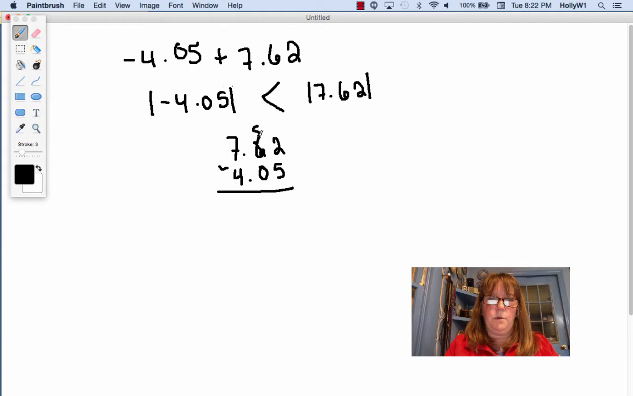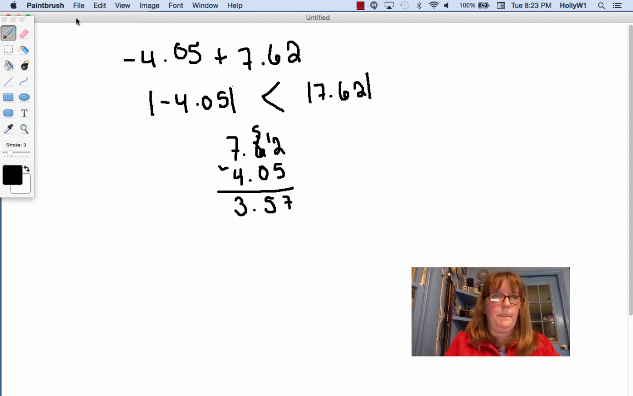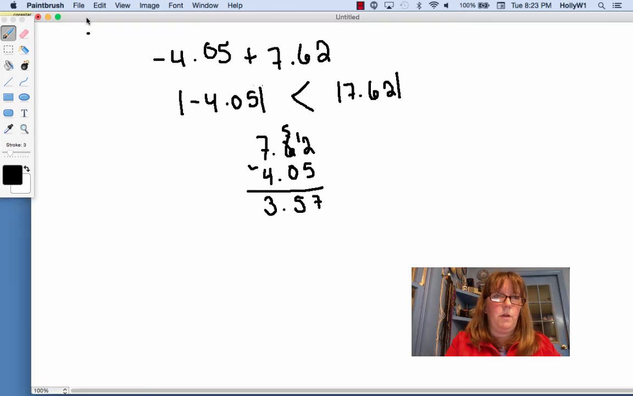I'm going to have to do some borrowing here. So 12 minus 5 is 7, and 5 minus 0 is 5, and that is 3. And since the absolute value of the larger number is positive, your answer is positive, so your answer is 3.57.